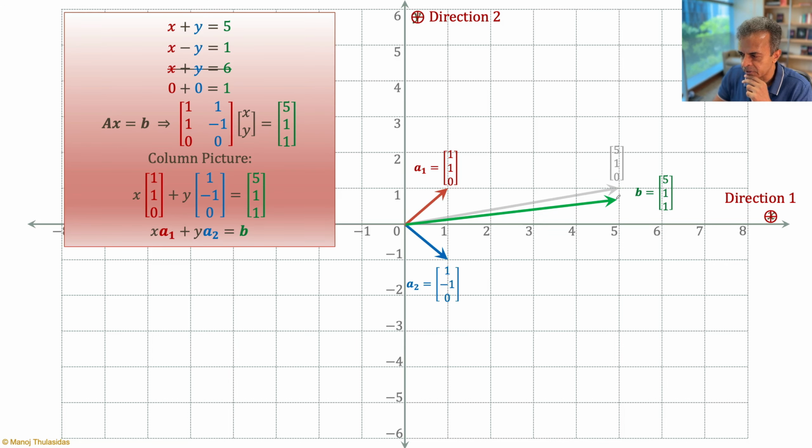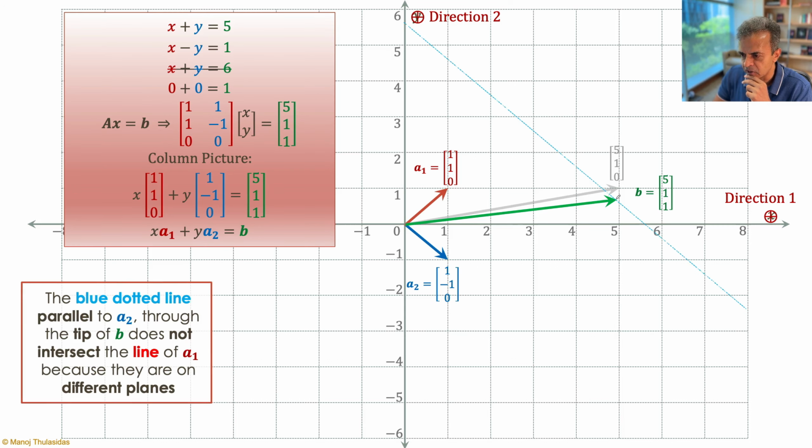We draw a line through the tip of B parallel to my blue vector and try to extend the red vector all the way to that line. Now, the blue dotted line is not on the xy plane, and my A vector is trying to extend itself on the xy plane, and it's never going to hit the blue line because it's not on that plane. It's actually sticking out. So that's the reason why there will not be a solution.